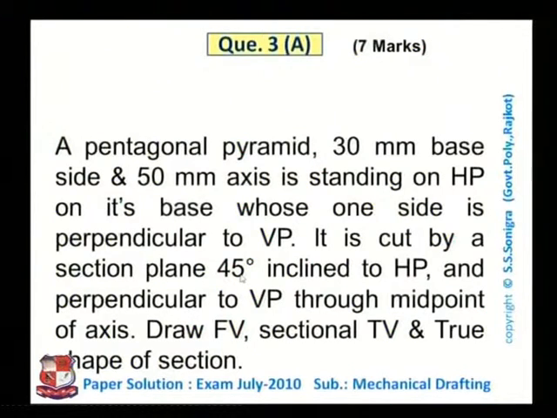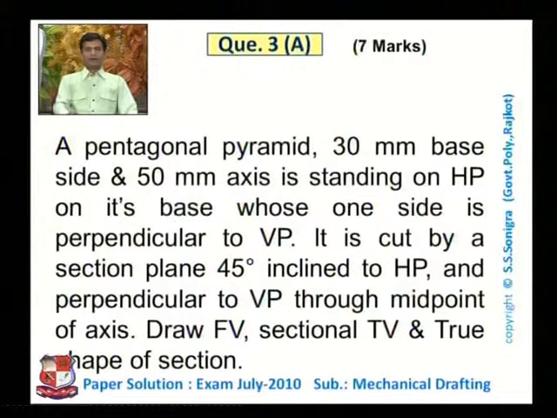Now next problem, question number 3a, asked for 7 marks. Data is given like this: a pentagonal pyramid, 30 mm base side and 50 mm axis, is standing on horizontal plane on its base, whose one side is perpendicular to vertical plane. It is cut by a section plane 45 degree inclined to horizontal plane and perpendicular to VP through midpoint of axis. Draw front view, sectional top view, and true shape of the section.